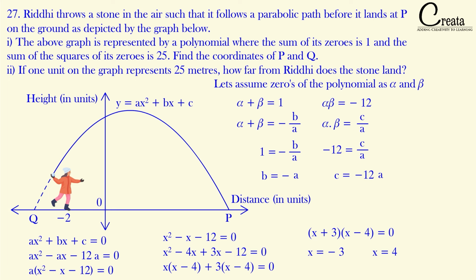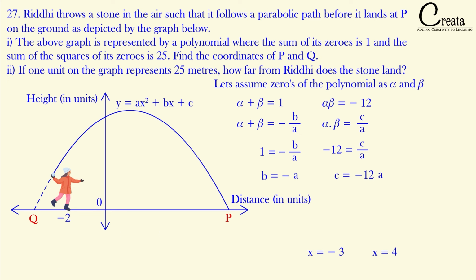Let's correlate with the given graph. This is the given graph in which the points P and Q are the points at which y is equal to 0, or the zeros of the polynomial. One point is minus 3 and one point is plus 4. Which will be plus 4 and which will be minus 3? P will be plus 4 and Q will be minus 3. Q is on the negative x and P is on the positive x. Got it? In coordinate terms, the coordinate of point P will be 4, 0. Here 4 is the x and 0 is the y. Similarly, the coordinate of Q will be minus 3, 0. Minus 3 is the x coordinate and the y coordinate is 0.